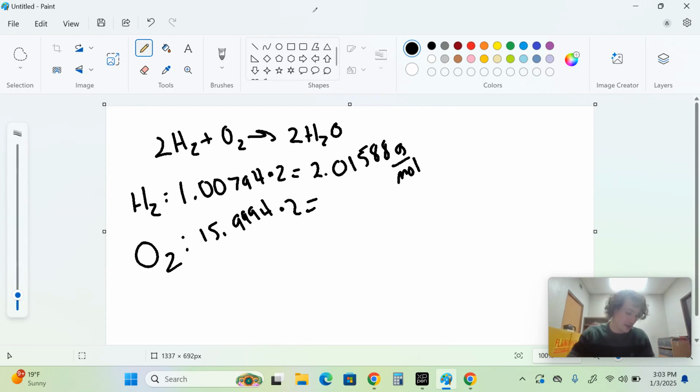And this is going to give me 15.9994 times 2, 31.9988 grams per mole. Which means, again, if I have a mole of oxygen gas, O2, it has to be that many grams, about 32 grams, 31.9988. And then lastly, H2O. Now this one you might say, oh, it's a little bit different. It is, but it's not that bad.